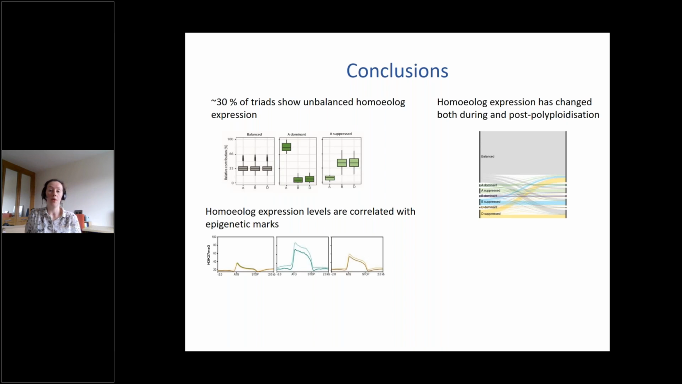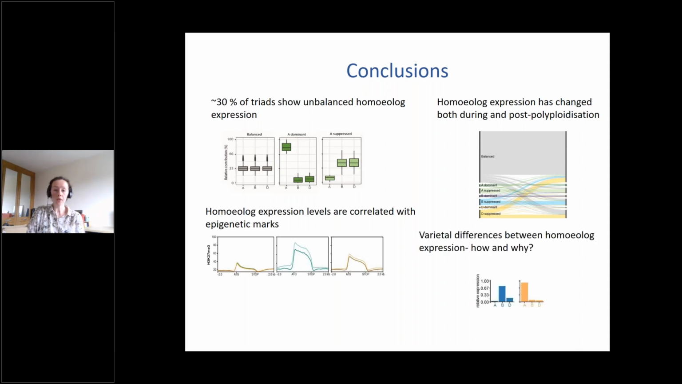We also found that homolog expression changed both immediately upon polyploidization and also after polyploidization. And we're now extending this to try and understand how differences in homolog expression pattern occur in different wheat varieties and what the functional significance of this is.